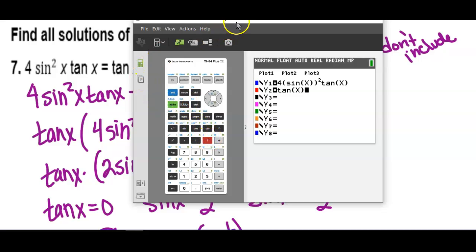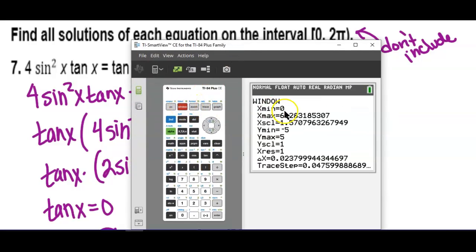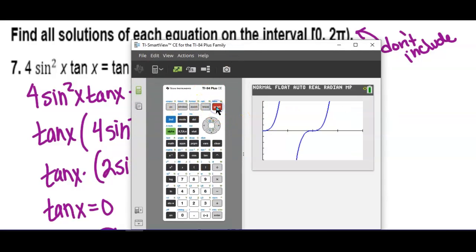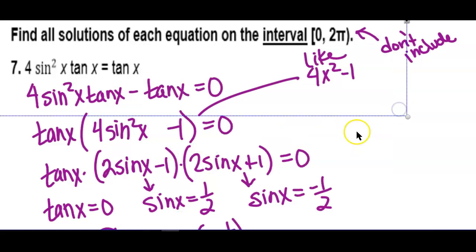So between 0 and 2 pi, if I have my window set from 0 to 2 pi, and I graph this, there's 1, 2, 3, 4, 5, 6, and almost 7 places that it crosses. That's because the 7th one is right at 2 pi. Okay.